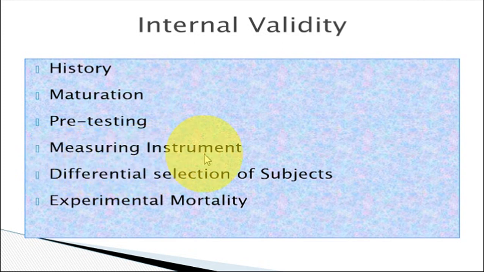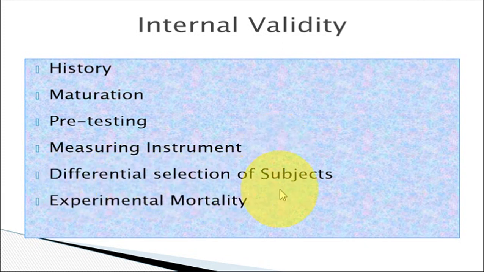Another source of error is the measuring instrument. If the questions to test the achievement are very easy, or the difficulty value is very low, all the students could achieve very well, very high, through the test. The measuring instrument, or the test questions, are very easy. The difficulty value is very low. It may affect the internal validity of experimental research.